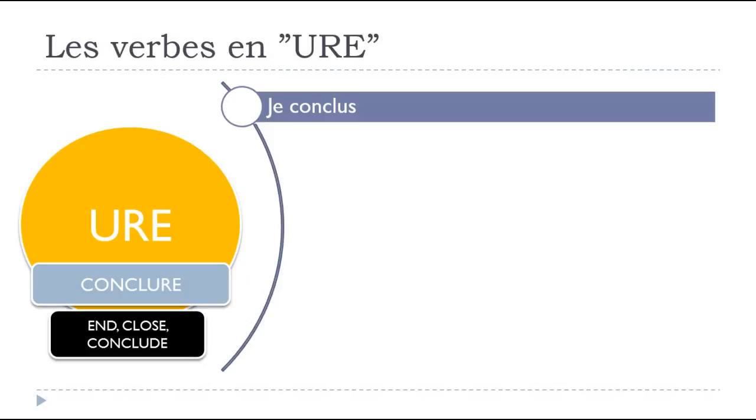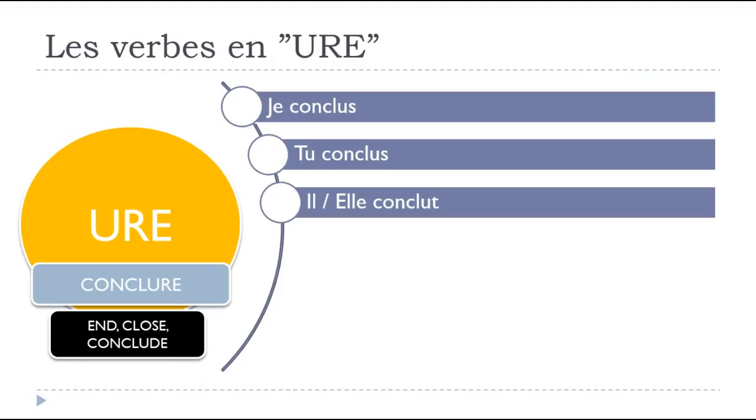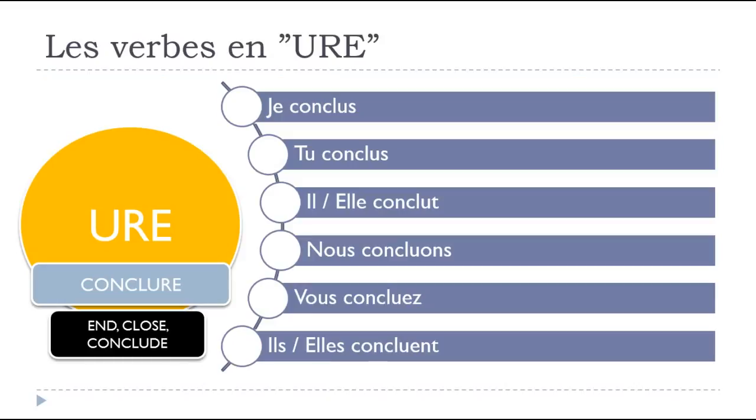Je conclus, tu conclus, il conclut, elle conclut, nous concluons, vous concluez, il conclut, elle conclut. So as usual, the singular is not that difficult, because probably you would put that without knowing that it goes like that. S, S, T. So you get conclu, conclu, conclu. The same phonetical form here.